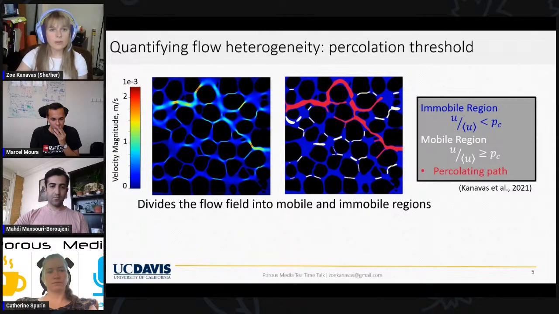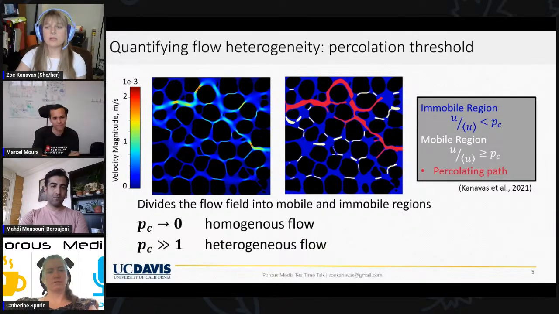This is also called the percolating path and is shown in red. Velocities lower than this threshold are put into the immobile region, and velocities greater than this threshold are in the mobile region. A small percolation threshold indicates a homogeneous flow field, and a large percolation threshold indicates a heterogeneous flow field.